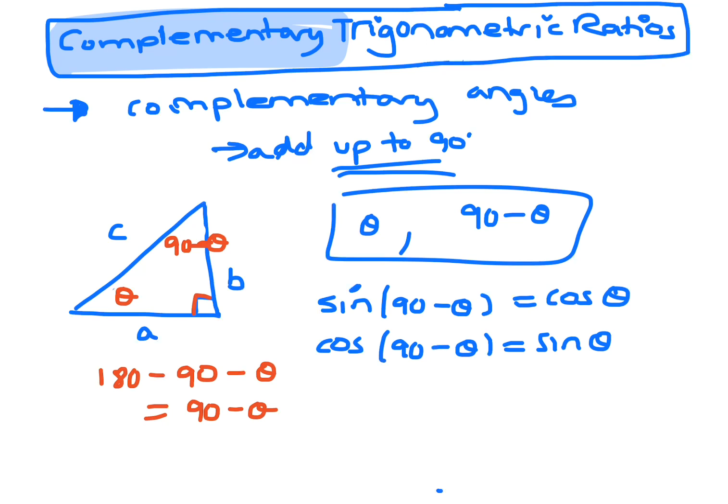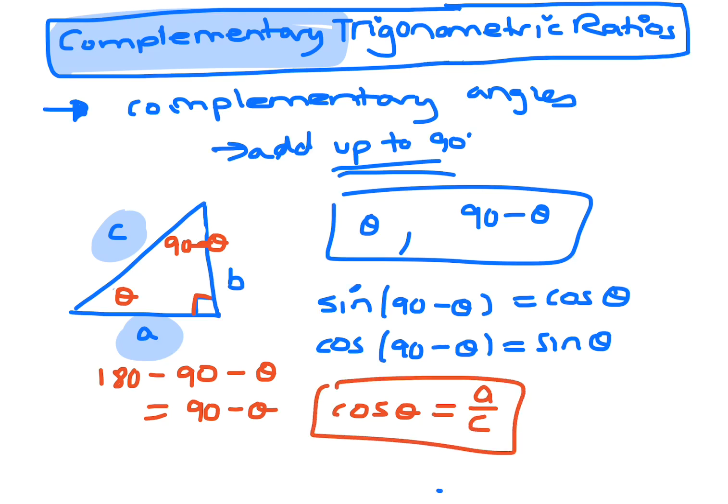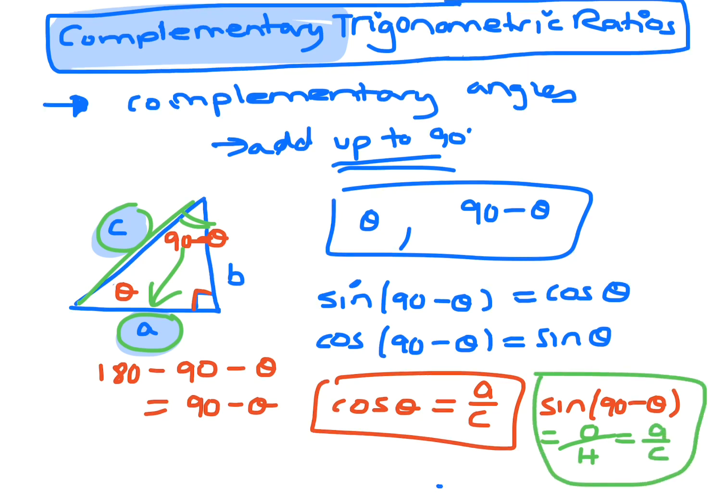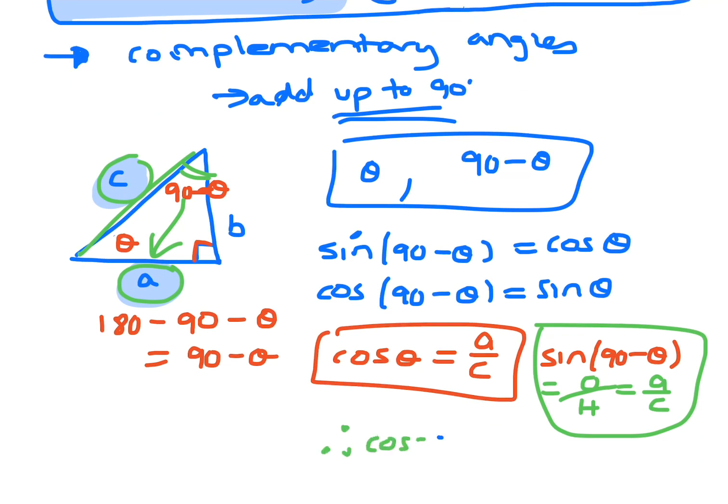If you wanted to find cos of theta using the triangle, that would be A over C. So what we're saying is cos of theta will be the same as sine of 90 minus theta. Go to the same triangle and look where 90 minus theta is. If I wanted to find sine, I need the opposite. So the opposite is A over the hypotenuse, opposite on hypotenuse. You'll notice it is just A over C, which is the same thing as cos theta. So you can conclude from that cos theta equals sine of 90 minus theta.